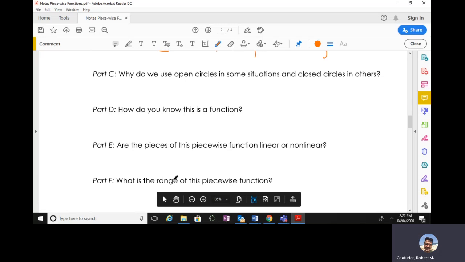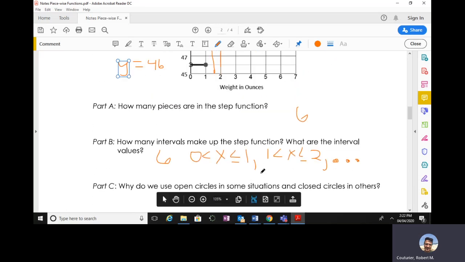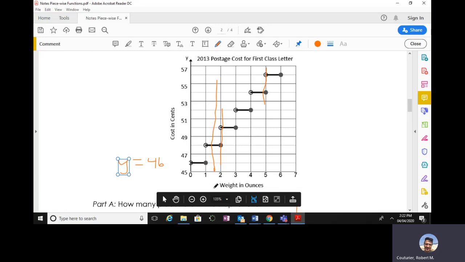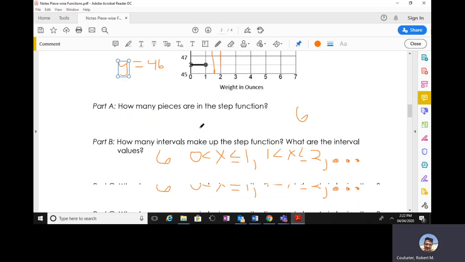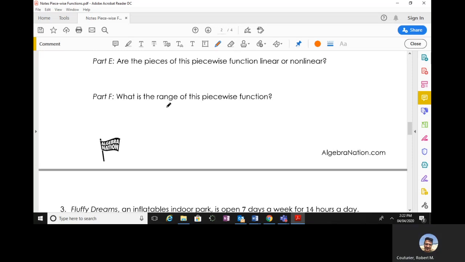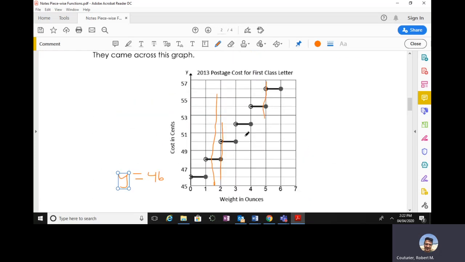And then we say, what is the range of this piecewise function? Okay, so again, range is determined by your y values. Domain is x, range is y. So the range of this function, well, the y values that are used go from where? 46 up to 56. So you could say the range is 46 to 56, because it includes 46, it includes 56, and it's everything. It's the ones that are in between.